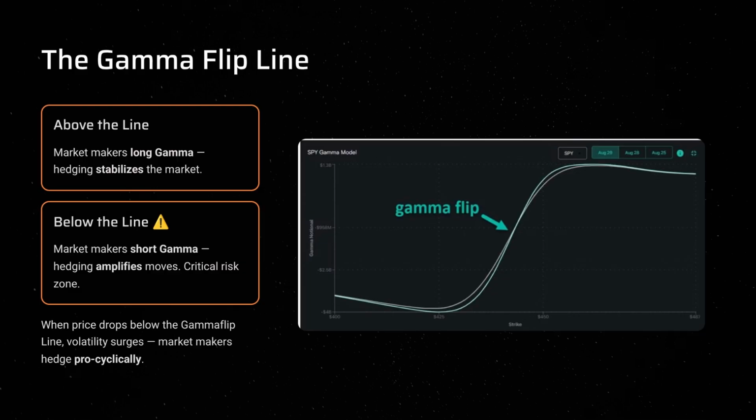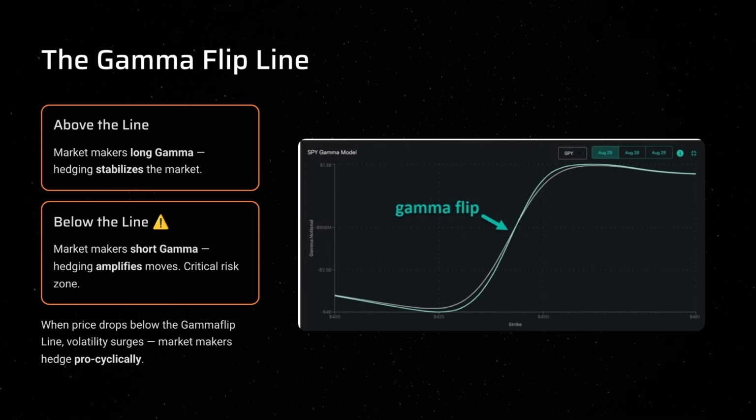The gamma flip line: meaning and risk implications. The gamma flip line represents the point at which the combined gamma exposure of market makers changes direction from positive to negative. When the market is above this level, market makers are long gamma. Their hedging actions move against price swings, which helps stabilize the market.